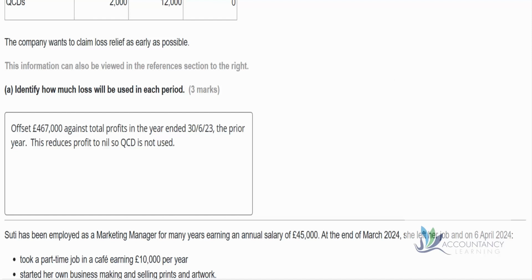Remember, the question said that they wanted to claim loss relief as early as possible, so that's why we're carrying back the losses. And then finally, we offset the remaining 101,000 against total profits in the year ended 30th of June 25. The following year, here we're carrying forward, remember, and this reduces the profit for that year to 33,000.